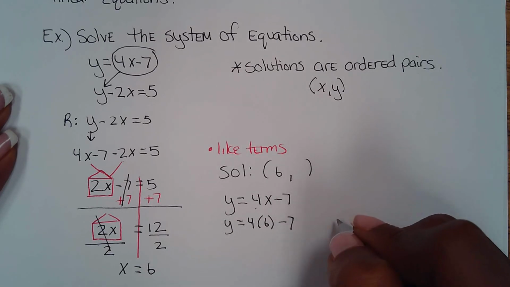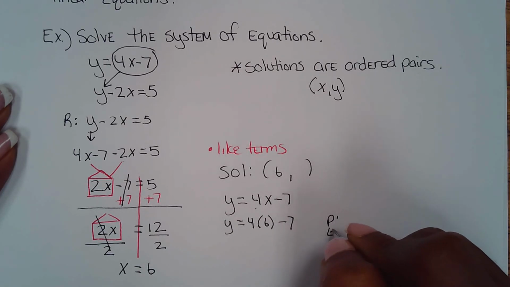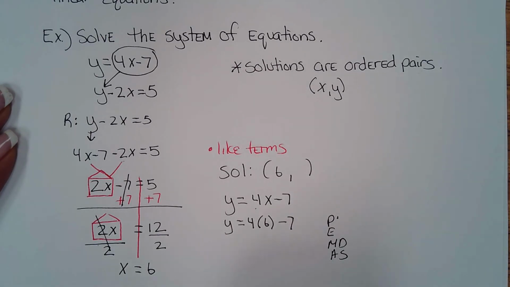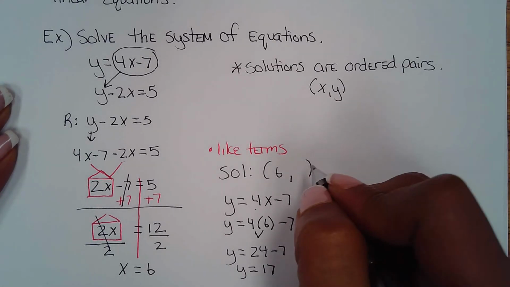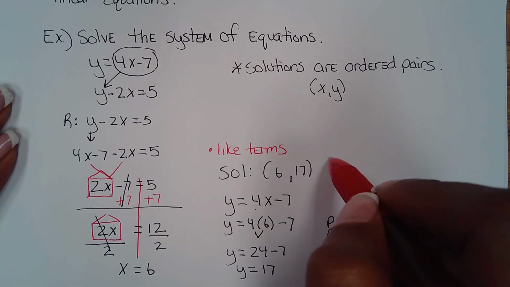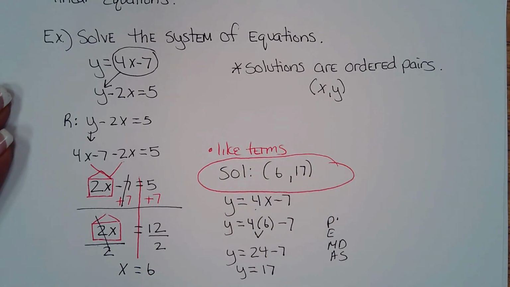Once you do that, you're going back to your rules for please excuse my dear Aunt Sally, and that tells me to multiply first. So y is going to equal 24 minus 7, and then last, subtract those to get 17. So my y value is 17. So my solution to this system of equations is 6, 17.